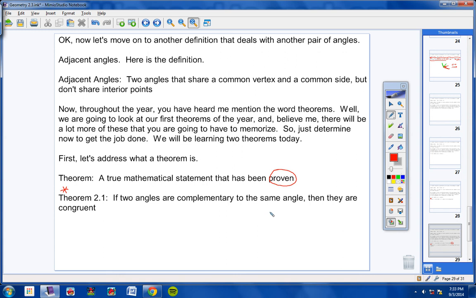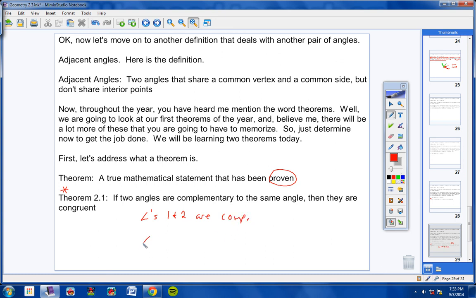If two angles are complementary to the same angle, then they are congruent, okay? Here's what this theorem means. Please copy this down. Let's say I said to you, write this down, please. Angles 1 and 2 are complementary. Write that down, please.